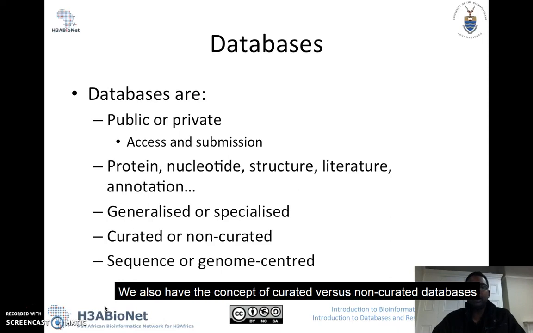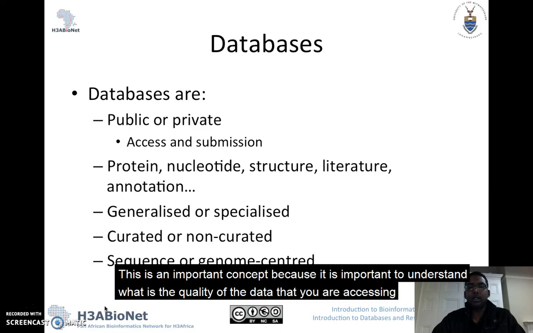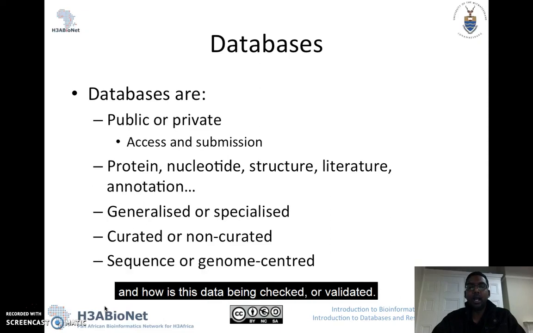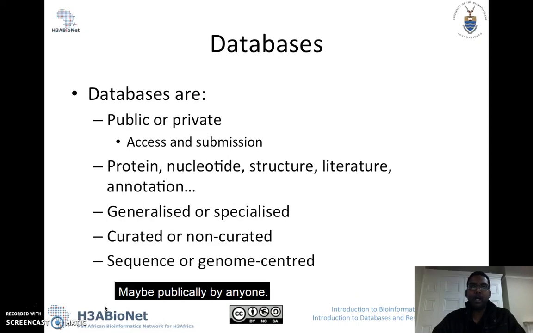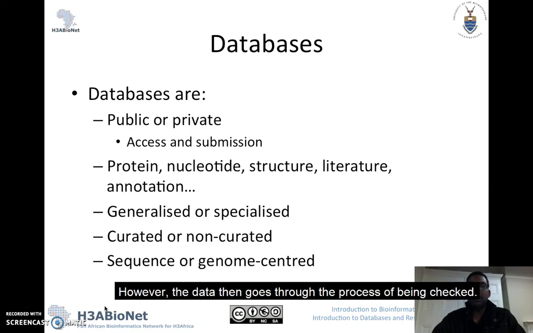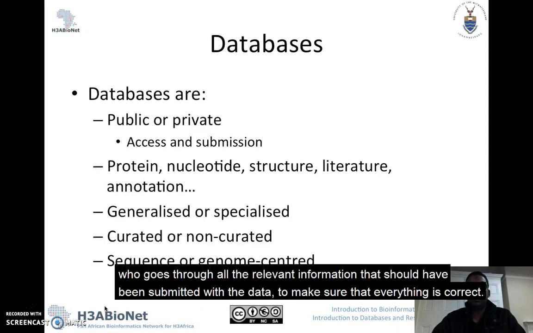We then also have the concept of curated versus non-curated databases. And this is an important concept because it is important to understand the quality of the data that you're accessing and how this data has been checked or validated. In terms of curated databases, these are databases where the data has been submitted, maybe publicly by anyone. However, the data then goes through a process of being checked. And by checked, it means it is physically checked by a human individual who goes through all the relevant information that should have been submitted with the data to make sure that everything is correct.